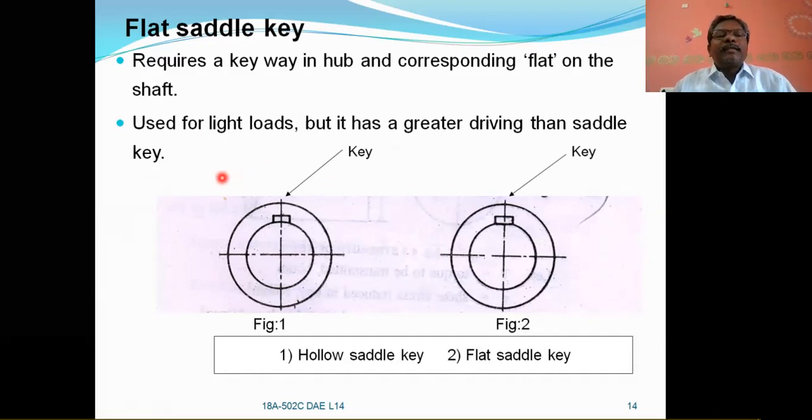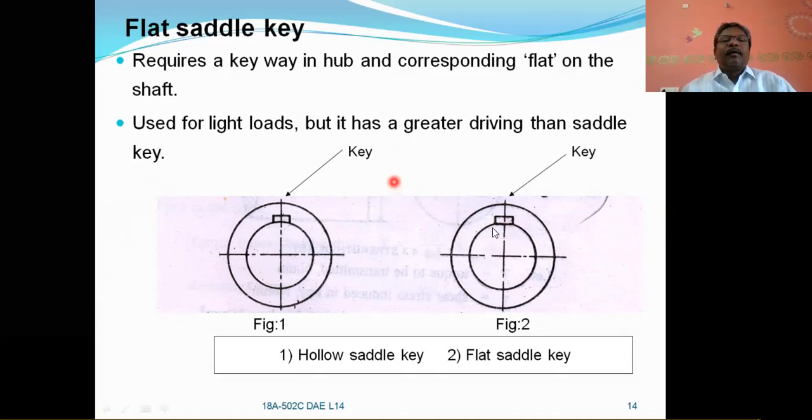So in the case of saddle keys, two types are there. Number one is the hollow saddle key and number two is the flat saddle key. Both require a keyway in the hub itself. The hollow saddle key has its bottom surface curved, and the flat saddle key has a flat surface at its bottom.